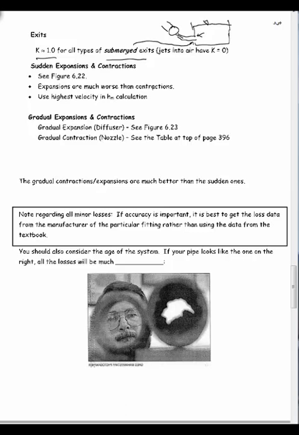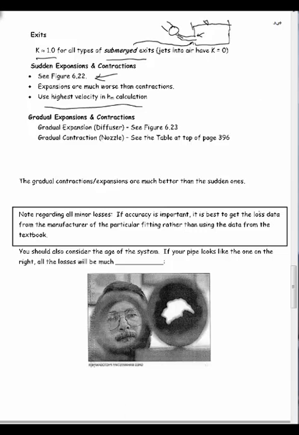Expansions and contractions, another figure. So there's a whole bunch of figures, and again, I'm going to give you these on the test. Expansions are much worse than contractions, and again, use the highest velocity in your HM calculation. Gradual expansions and contractions, those are nozzles and diffusers. There's also just more graphs and more tables.